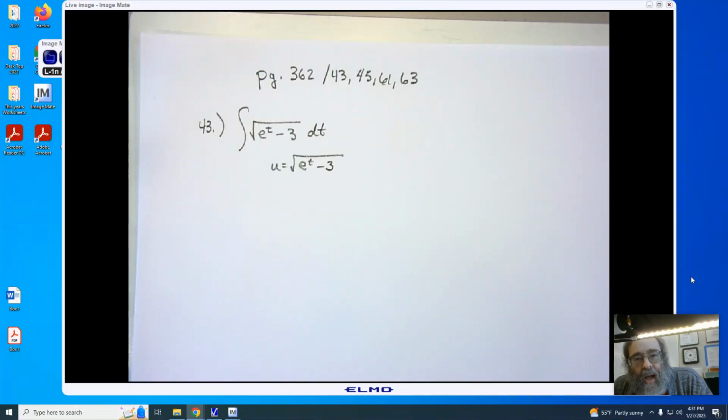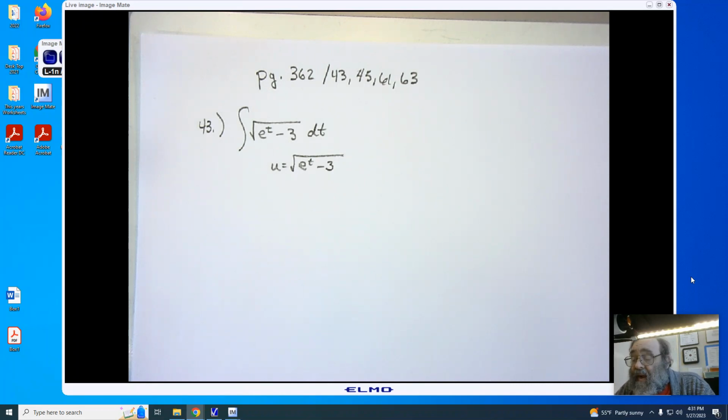We are looking at part 3 of assignment 7, and we're looking at specifically numbers 43, 45, 61, and 63. 43 and 45 are using substitution method, and numbers 61 and 63 are asking us to find the area under the curve. So let's go ahead and begin.